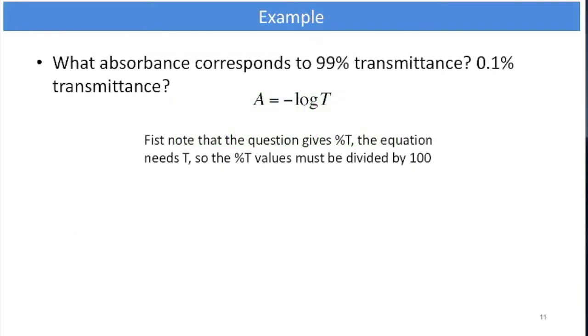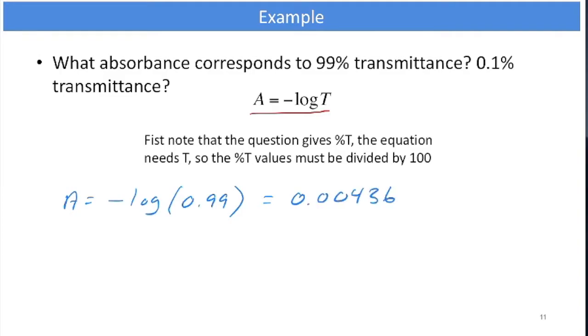So let's just do a quick example to see how absorbance and transmittance are related. What absorbance corresponds to 99% transmittance and 0.1% transmittance? So we want to calculate absorbance. We know we'll be using absorbance equals negative log of T, but also note in this question that we're given percent transmittances, but the equation requires transmittance. So for the first one, absorbance is going to equal the negative log of 0.99, which equals 0.00436. Okay, so 99% of the light got through. Not a very large absorbance, makes sense.